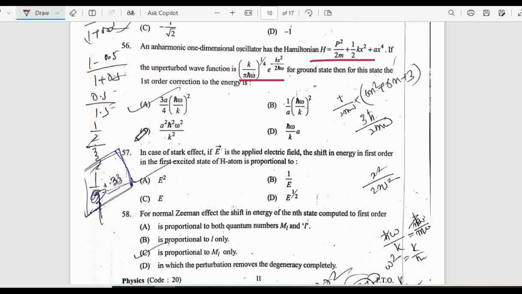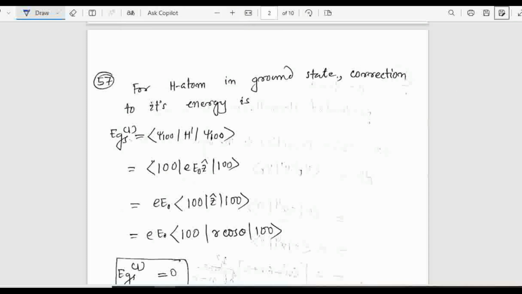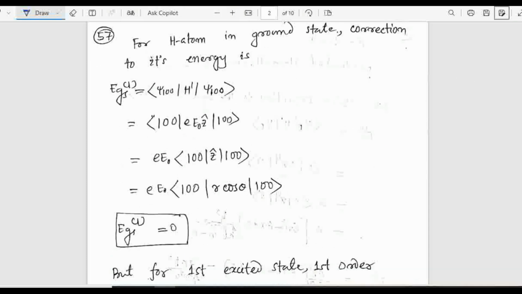And remember, it is explicitly mentioned that we have to find the first order in the first excited state. In the hydrogen atom, the ground state starts from n equal to 1, and the first excited state means n equal to 2. So now you just see, for n equal to 1, that means for the ground state, the ground state wave function of a hydrogen atom is psi 100, where n equal to 1, l equal to 0 and ml equal to 0.